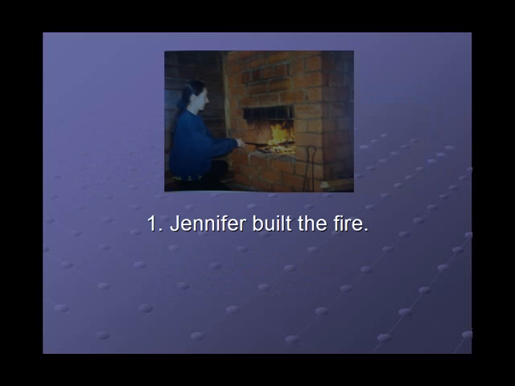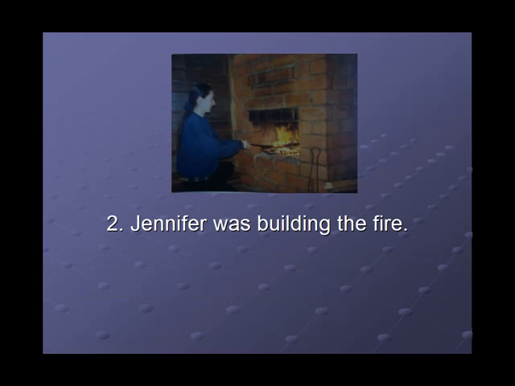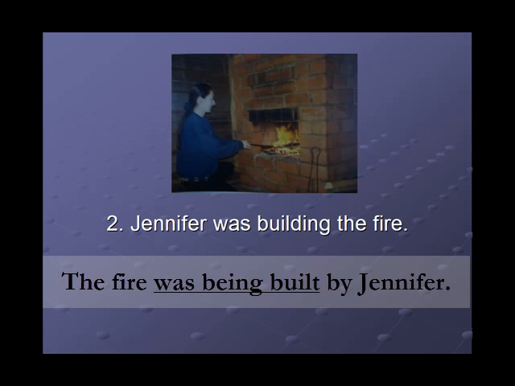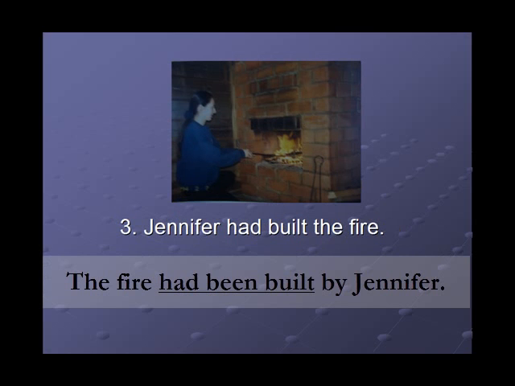Number 1. I'll read the sentence, you change it, and then I'll tell you the answer. Jennifer built the fire. The fire was built by Jennifer. 2. Jennifer was building the fire. The fire was being built by Jennifer. 3. Jennifer had built the fire. The fire had been built by Jennifer.